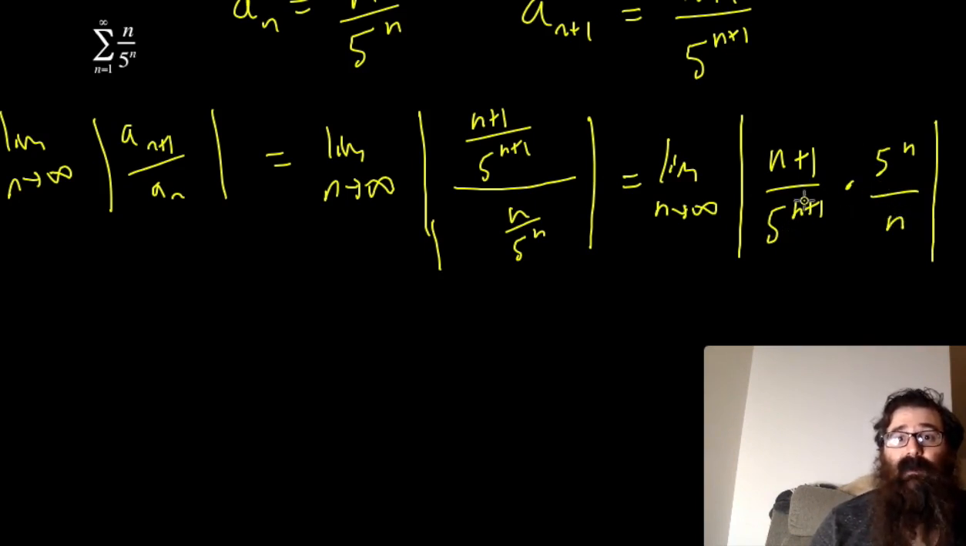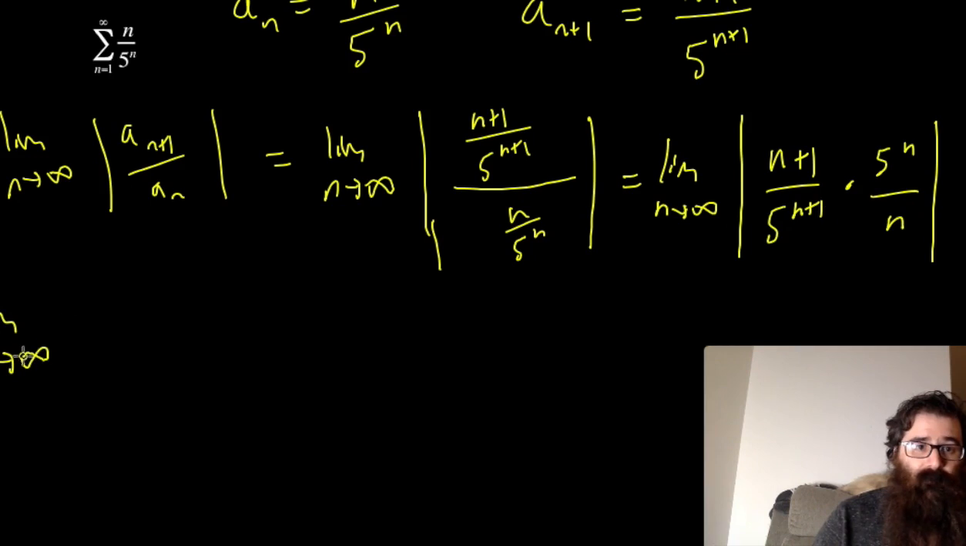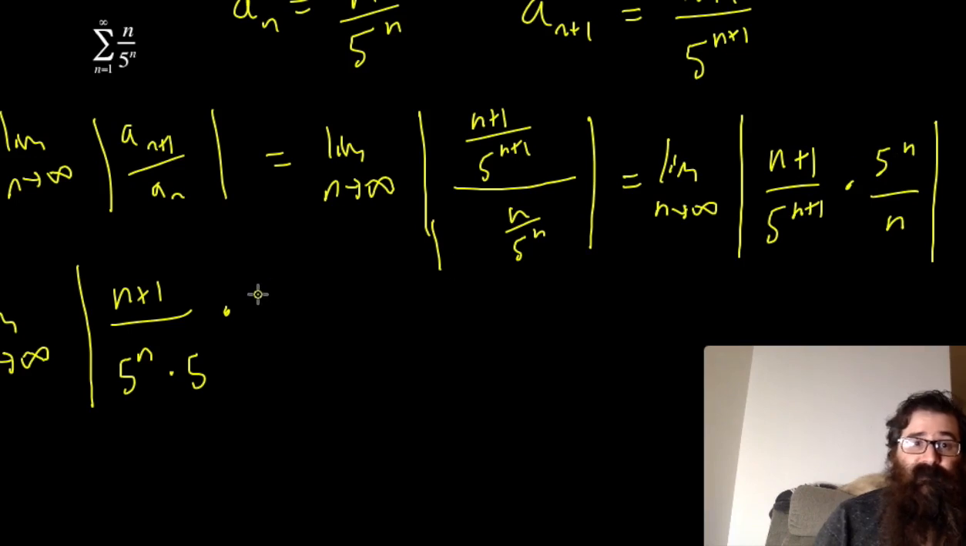So what I can do to start is I can actually break up this 5 to the n plus 1, sort of breaking away a power there. We'll say limit as n goes to infinity, I have n plus 1 divided by 5 to the n plus 1, which I can write as 5 to the n times 5. And then I'm just going to leave this other piece the same, 5 to the n over n. But now some stuff is going to cancel, right? 5 to the n on top and bottom cancels.